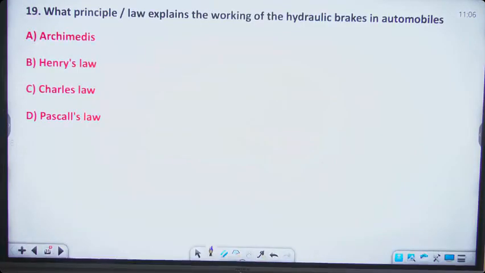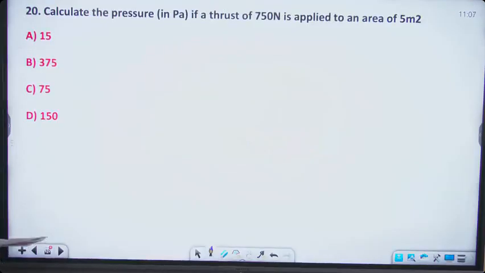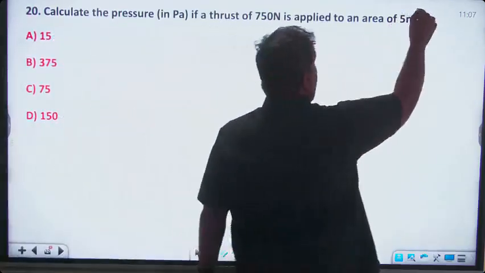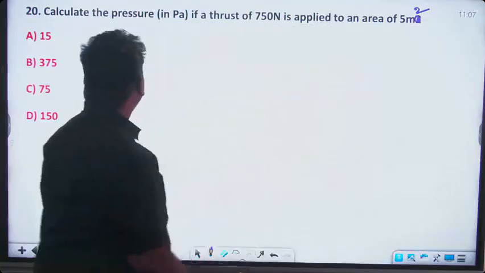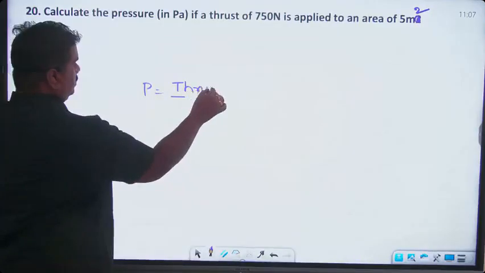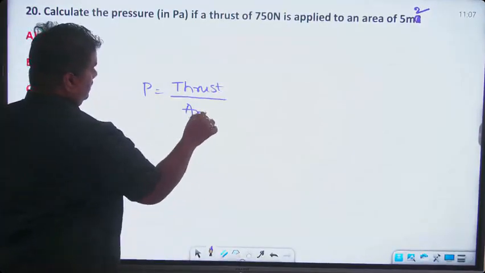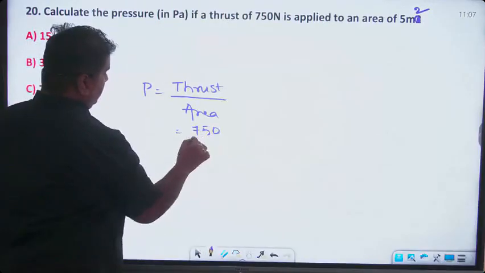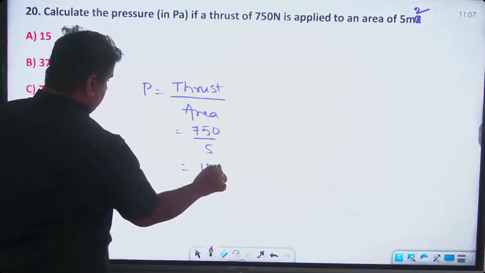What principle or law explains the working of hydraulic brakes in automobiles? Pascal's law. Calculate the pressure in pascals if a thrust of 750 Newton is applied on an area of 5 meters square. So you are supposed to calculate the pressure. Pressure equals thrust acting per unit area. So that will be 750 divided by 5, that is equal to 150.